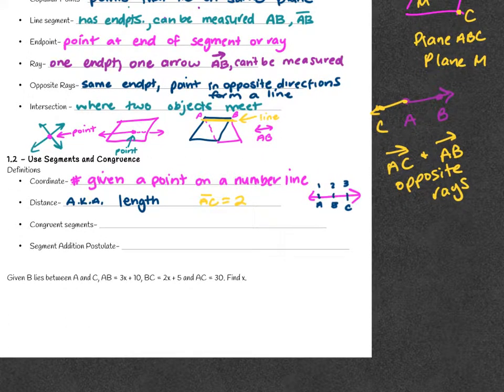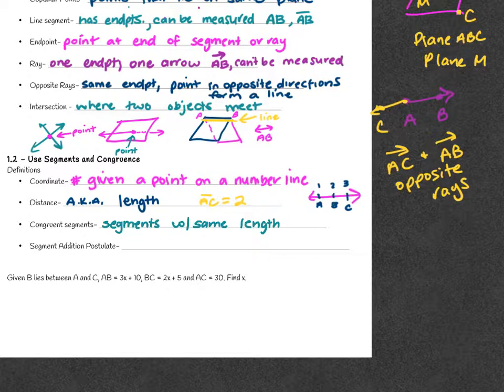What are congruent segments? Brian. Good. Segments with the same length. Congruent in general means same size and shape, right? But if we're specifically talking about segments, then it's two segments that have the same length.